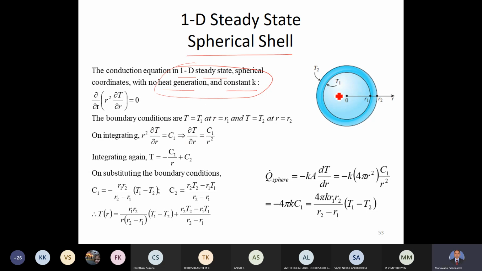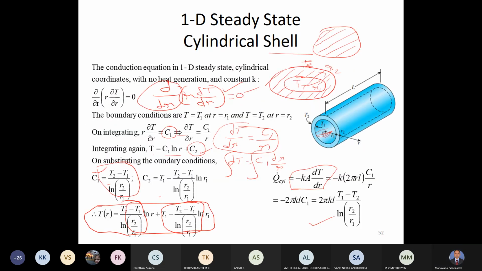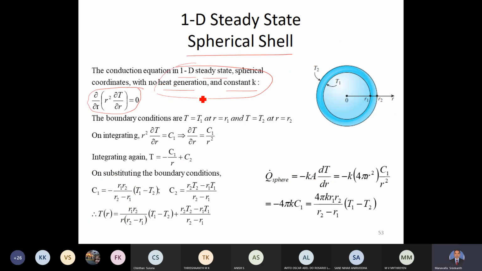So like in the previous case, here also we have two temperatures. Inside is T1, outside is T2, and inside radius is R1, outside radius is R2. And the conduction equation is now like this. Earlier you see we had one r on the outside, now that r is inside. So how did we get this equation? Again, from the general equation, if you substitute n equal to 2, you get this equation. Okay, and you will have to remove the q dot and the dT by d tau term also. So you have this equation.